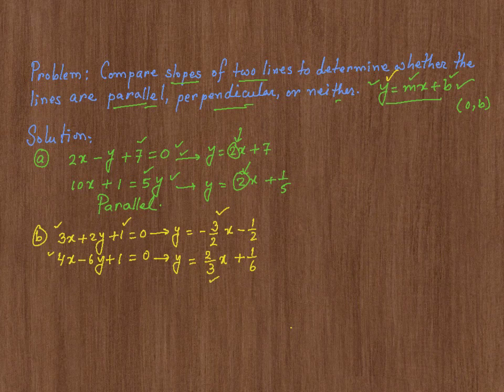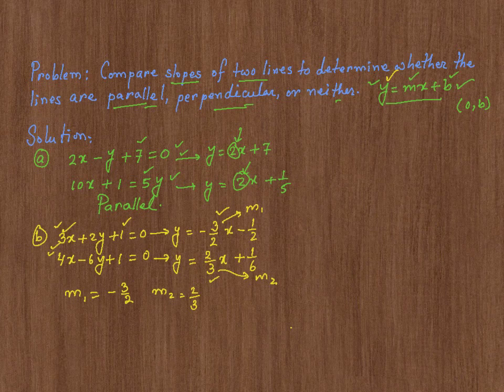So we get two equations. For the first one, I'm going to call this one my m1 and this one my m2. m1 is equal to negative 3/2 and m2 is equal to 2/3. Obviously these two numbers are not equal because one is positive, one is negative. So the lines under consideration, this line and this line, they are not parallel.